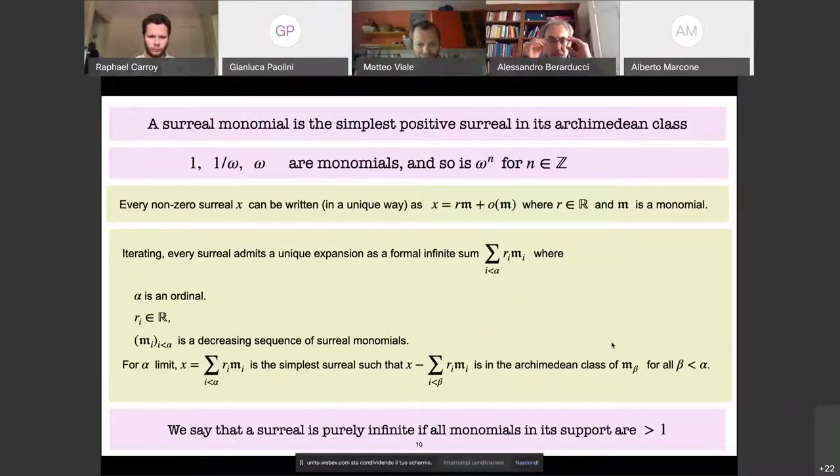Now, these monomials appearing in the support can be infinite or infinitesimal. If they are all infinite, which means bigger than one, you say that the surreal is purely infinite. For instance, if you have omega squared plus 3 plus 1 over omega, 1 over omega is infinitesimal, 3 is the constant part, omega squared is purely infinite. So you have a purely infinite part, which may be present or not, followed by a constant part, followed by an infinitesimal tail. The important thing is that in this series, the monomials must decrease. The tail must always be smaller than the head, otherwise it will not be an asymptotic expansion.